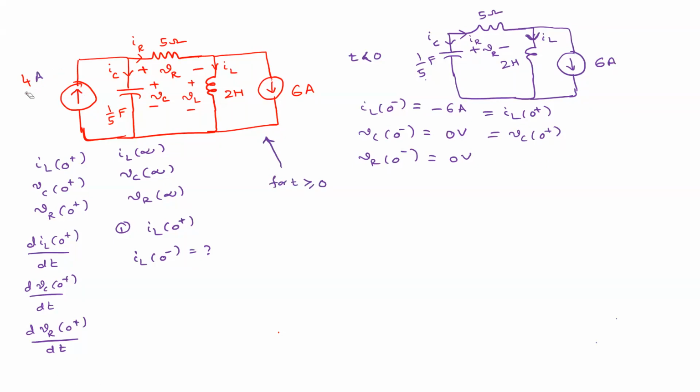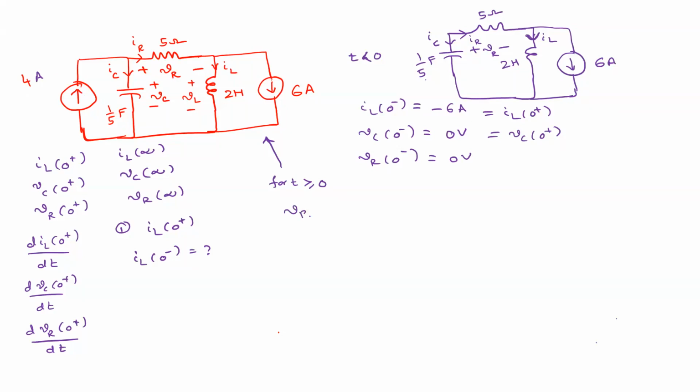Understood? So this is the circuit for t greater than 0. Only the difference is 4 u of t. I just changed it to 4 amperes. Right? So now our objective is to find the voltage across the resistor.